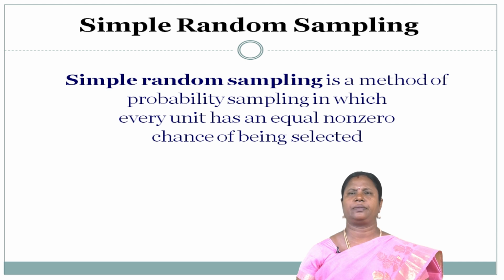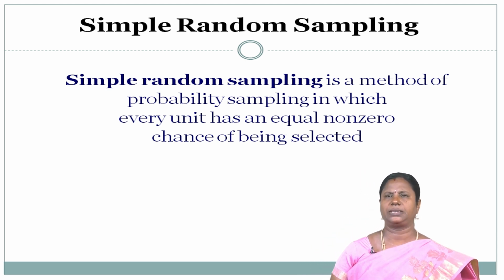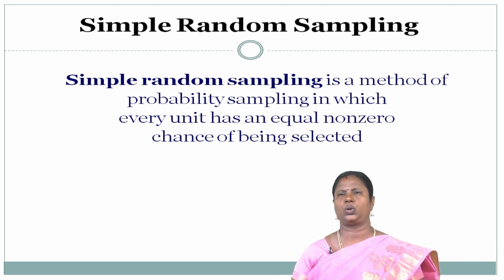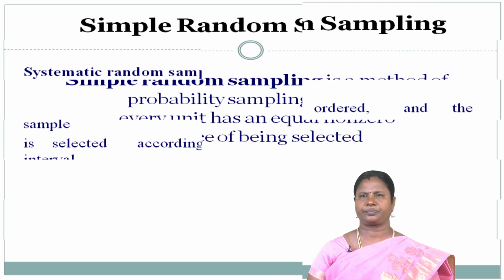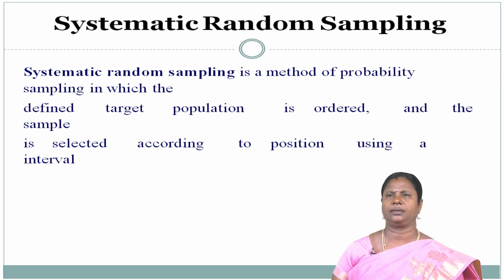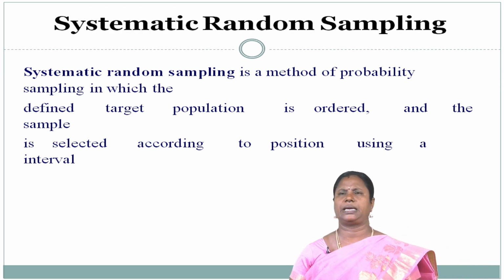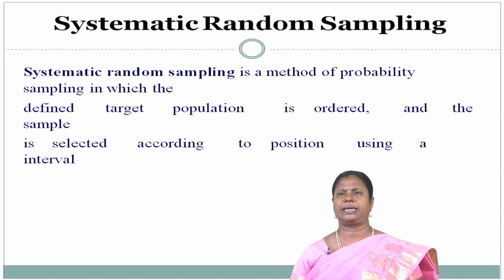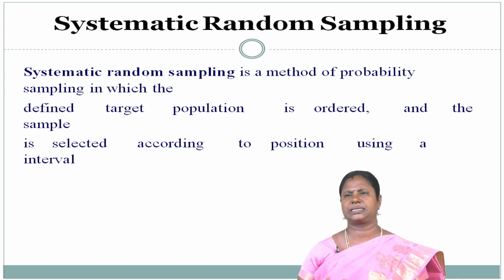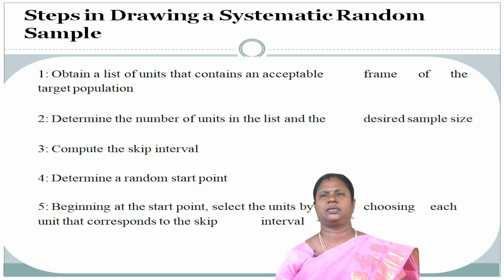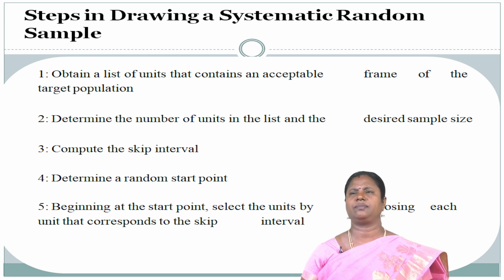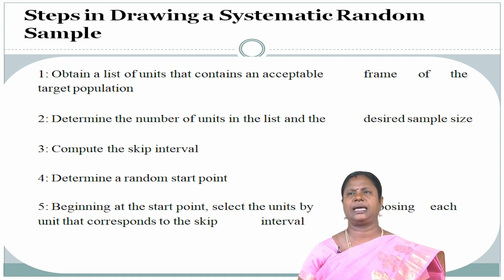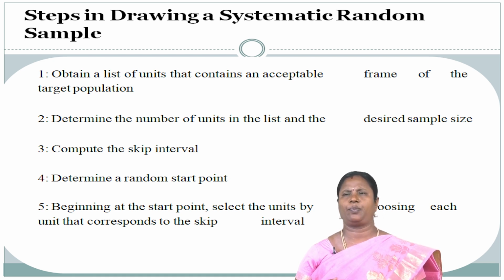Then simple random sampling. Simple random sampling is a method of probability sampling in which every unit has an equal non-zero chance of being selected. Then systematic random sampling is a method of probability sampling in which the defined target population is ordered and the sample is selected according to position using a skip interval. Then steps in drawing a systematic random sample. First one, obtain a list of units that contains an acceptable frame for the target population.